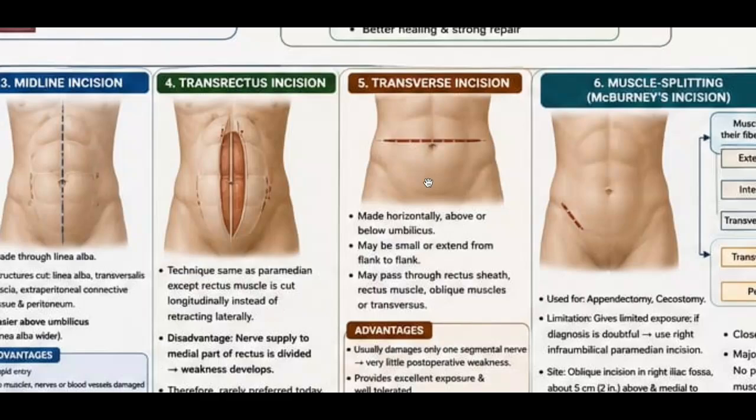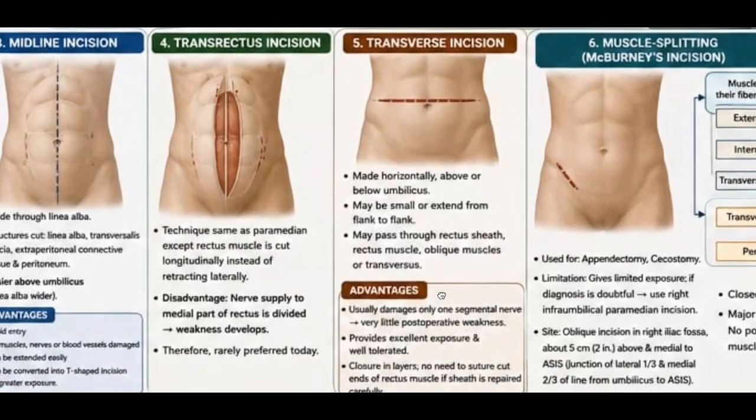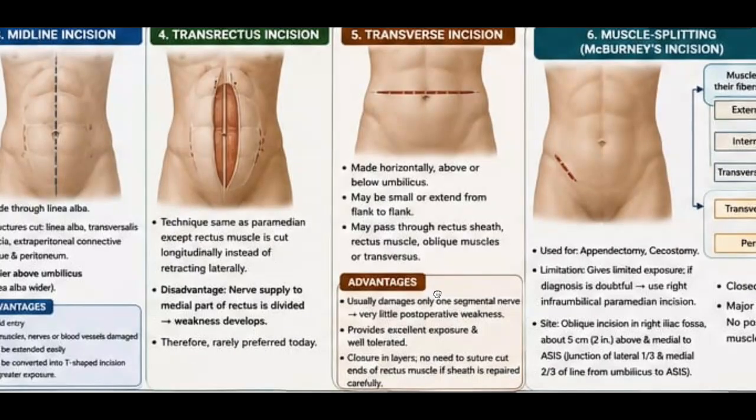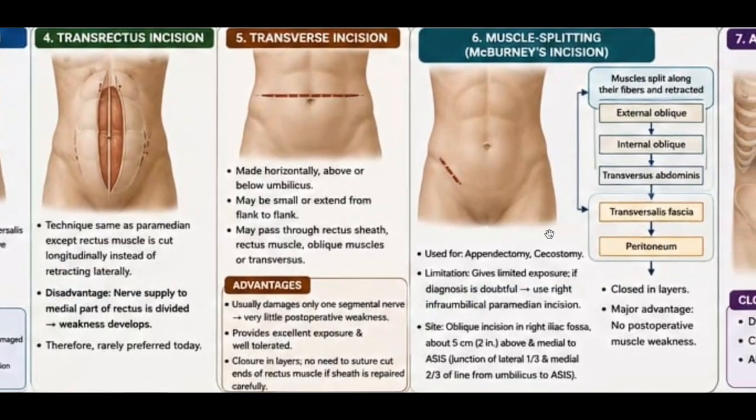Then the advantages here are that it usually damages only one segmental nerve, and therefore there is very little post-operative weakness, and it provides excellent exposure, and it is well tolerated. About the closure of this incision, the closure is done in layers. That means there is no need to suture the cut ends of the rectus muscle, provided the rectus sheath is repaired carefully.